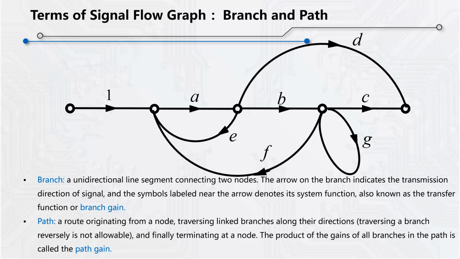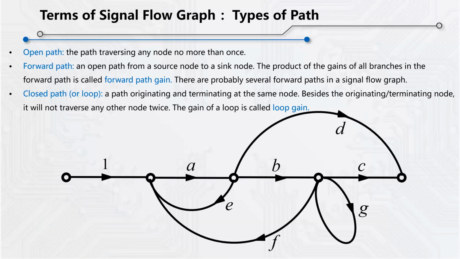A path is usually a route composed of several branches. For example, this path. It's a route originating from one node, traversing all connected nodes along the branch directions, and finally terminating in a node. Note that the path can only be formed along the direction of the arrow. The product of the gains of all branches it passes by is called path gain. According to its structure, path can be categorized into several types.